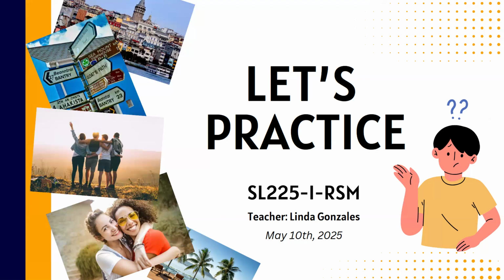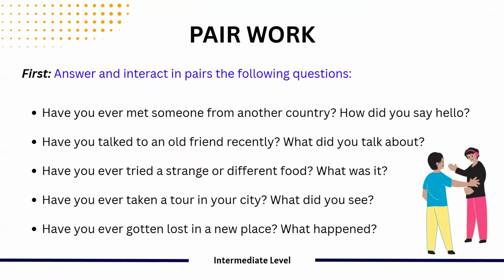Always. If your partner is not talking, let's do it. You talk. You say, okay, let's practice. I have here the first part. Okay? It's a pair work. That means you have to be both, two people. Okay? First, answer and interact in pairs the following questions.